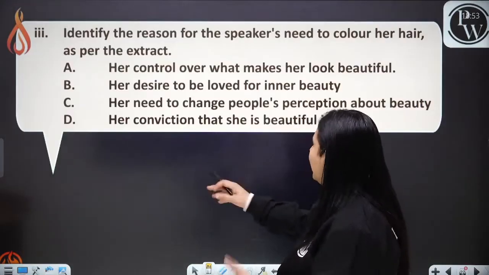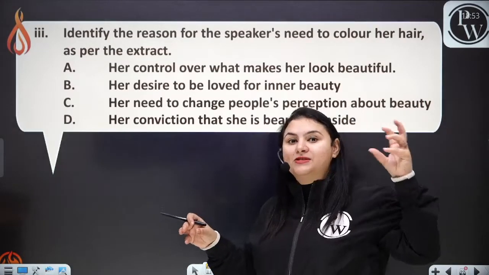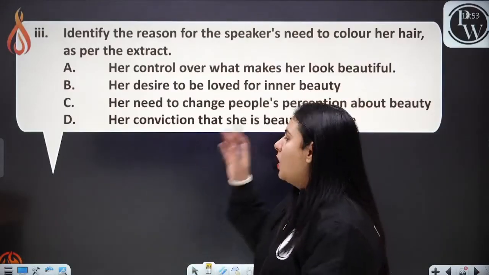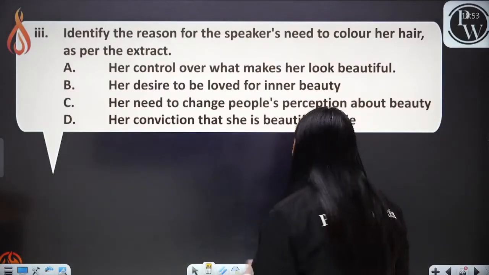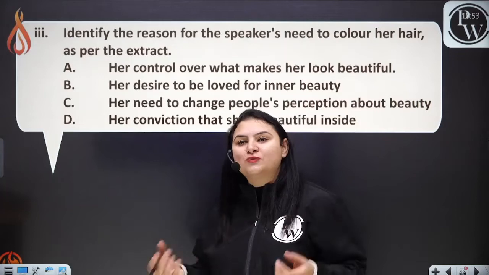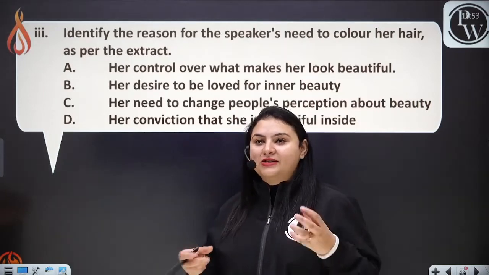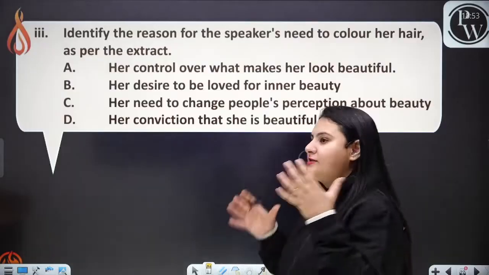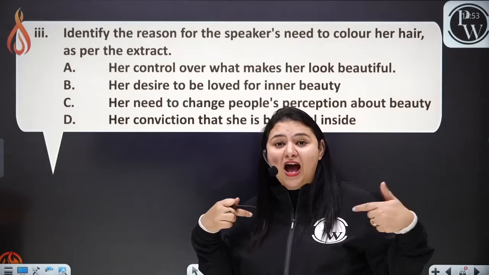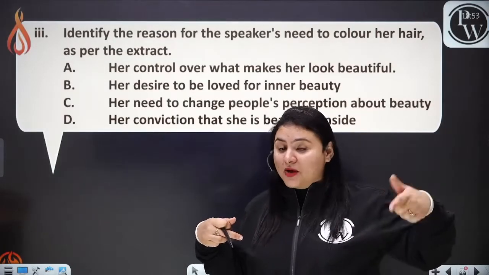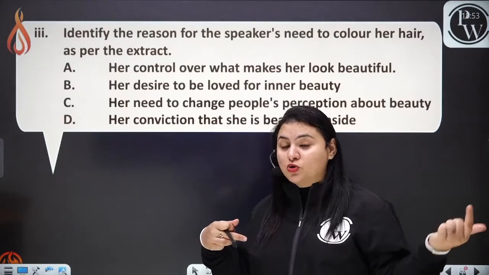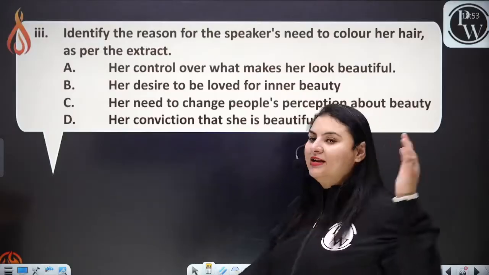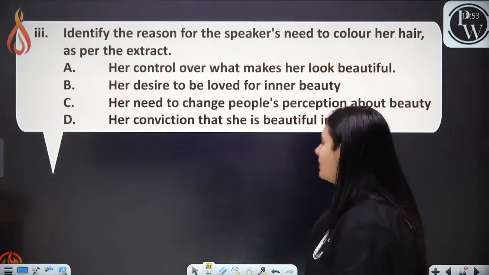Is she doing that because she needs to change people's perception, to change people's thinking about beauty? Or the fourth option, her conviction that she is beautiful inside. She is trying to say that I am beautiful inside. She is trying to prove that, see, I'm beautiful inside. That is why I'm going to change, that is why I'm going to dye my hair. So of those, you have to choose which option is correct.